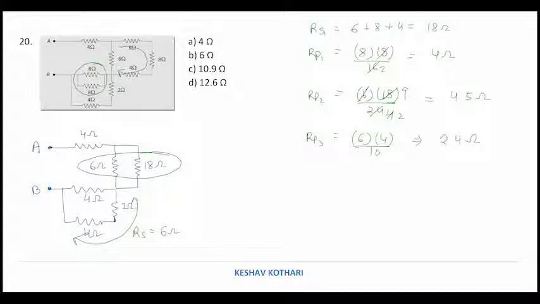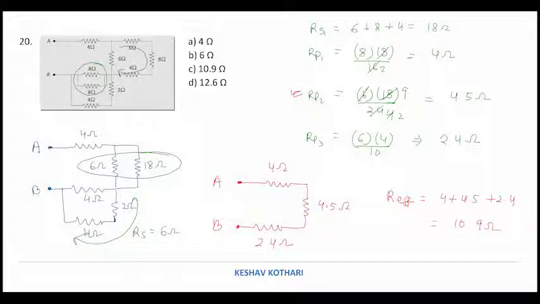And I can finally redraw this circuit in this way, that it begins with 4 ohm over here. We have replaced 6 and 18 to obtain 4.5 ohm, which is here, and then again we replaced this 6 and 4 which is in parallel to obtain 2.4 ohm, which is here. So now the effective value of resistance between A and B is going to be the sum of these because they are in series with each other. So we get a value equal to 10.90. So for this question, option C is the correct alternative.